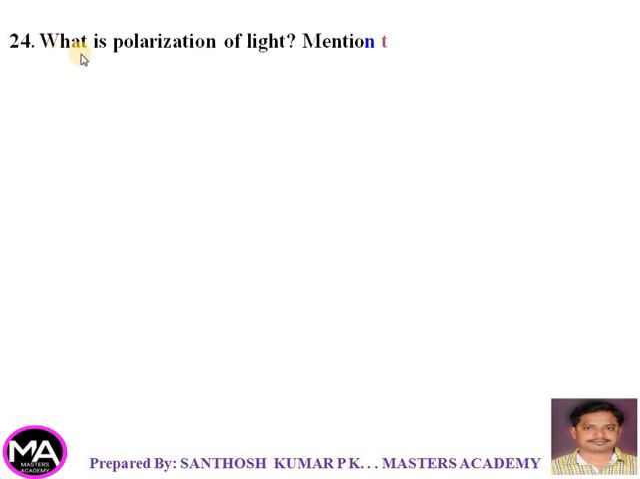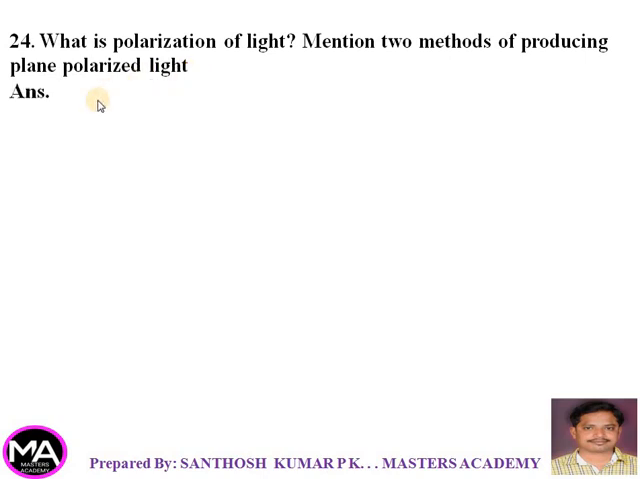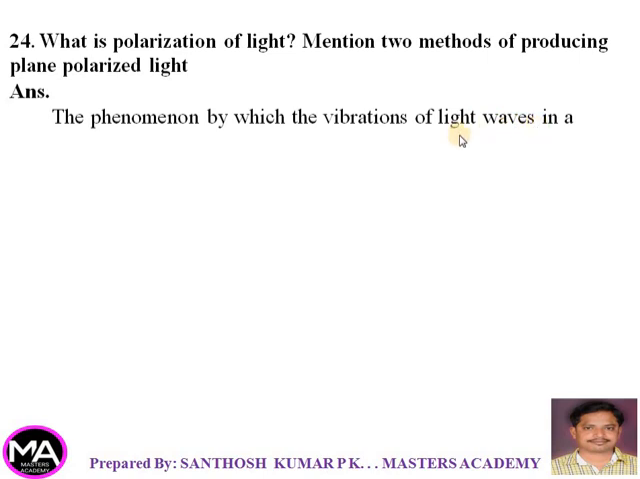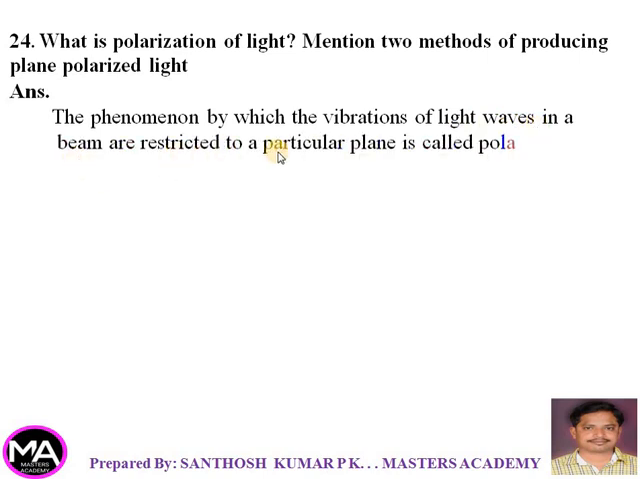Next, 24th. What is polarization of light? Mention two methods of producing plane polarized light. Answer. The phenomenon by which the vibrations of light waves in a beam are restricted to a particular plane is called polarization. We know that light contains vibrations in all directions, but when the vibrations of the light waves are restricted to a particular plane, that phenomenon is called polarization.